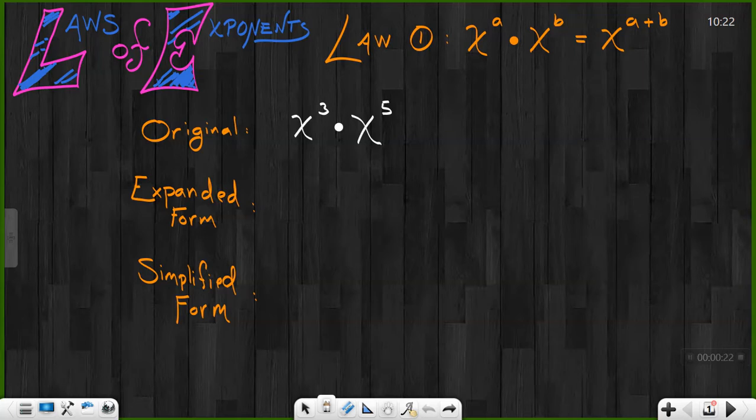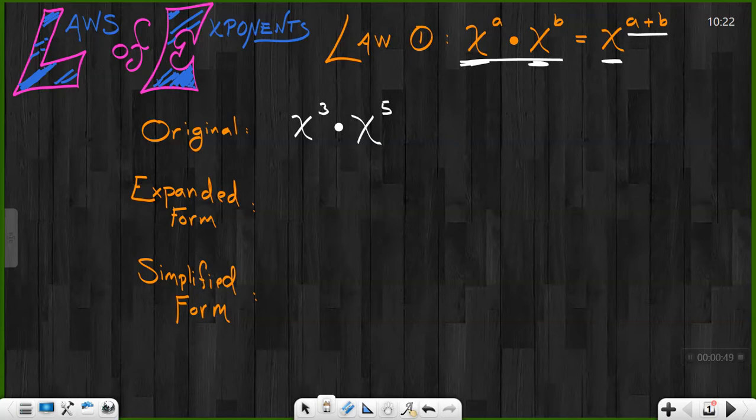Law 1 says when we are multiplying two terms with the same base, x and x, we keep that base and we add the exponents. All right, well, why do we do that? Let's take a look at what it really means in expanded form. It's always good to understand expanded form, and I'm going to show you all the expanded forms in this video because it's something you can always go back to and do on your own if you forget the law and you need to just figure out what it is.